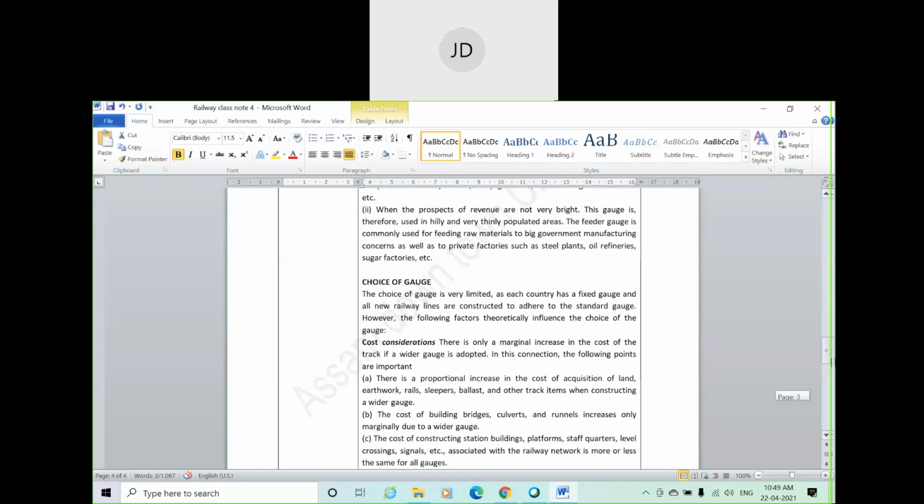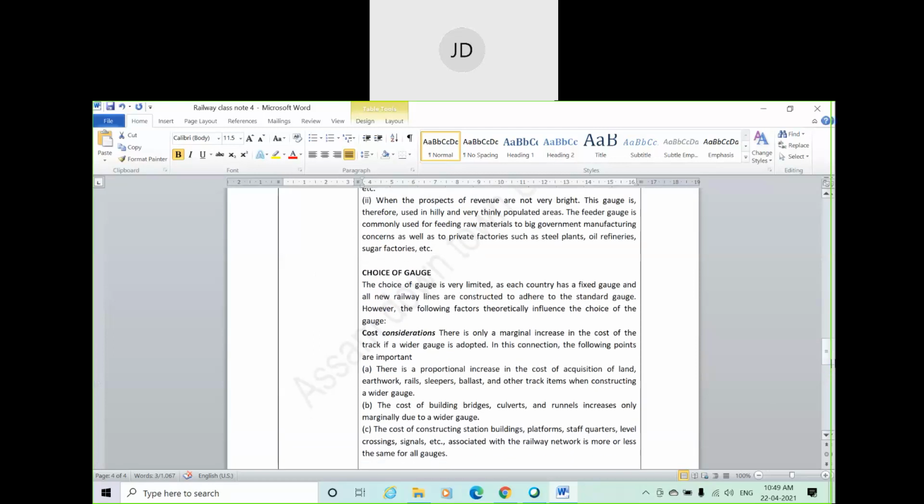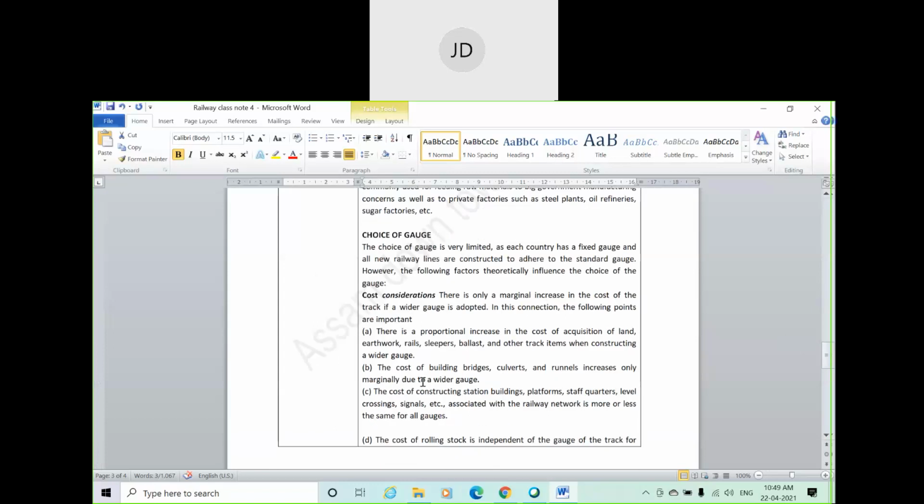Let's read it out once. Cost consideration. There is only a marginal increase in the cost of the track if a wider gauge is adopted. In this connection, the following points are important. I already told you that if you increase the width of the gauge, then the cost will increase, but not too much, only slightly.